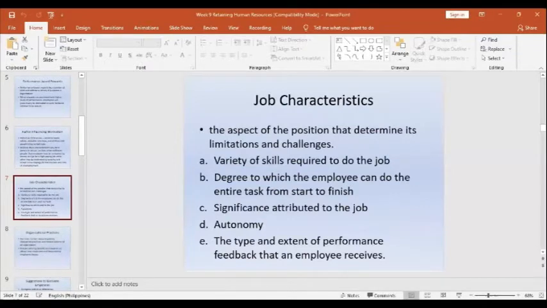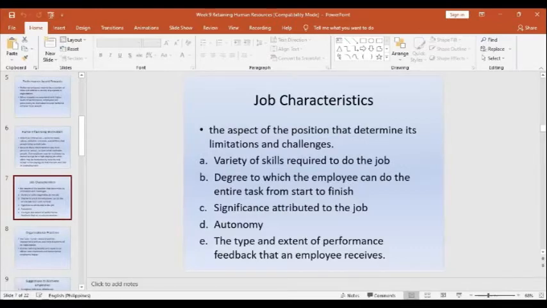Okay, so what are the job characteristics? The job characteristics are the aspects of the job position that determine the limitations and challenges. This is also a factor influencing motivation, because as an employee, we need to know what particular tasks are to be performed. That's why we have a job description: the duties and responsibilities that we need to perform. The first job characteristic is the variety of skills required to do the job. That's why there are a lot of positions that need manpower with the skills needed for the job, and the degree to which the employee can do the entire task from start to finish.